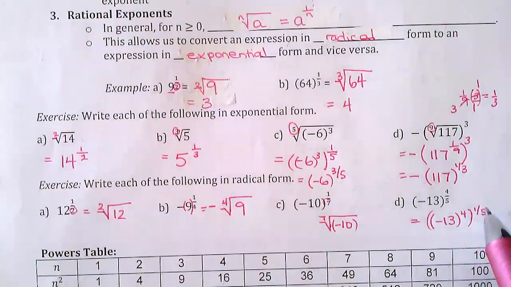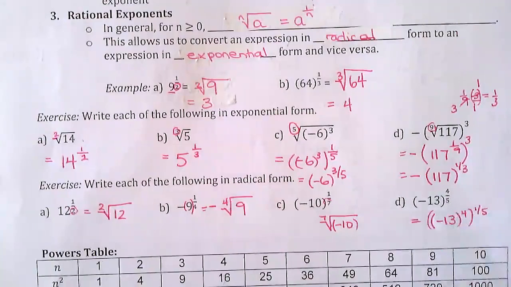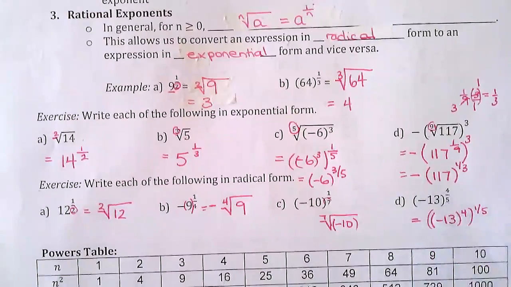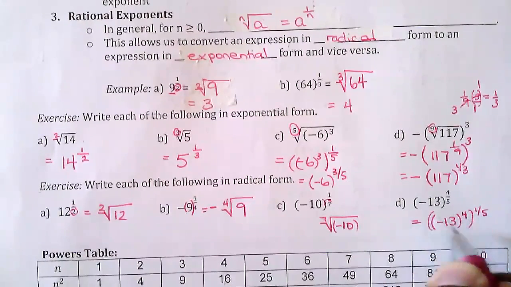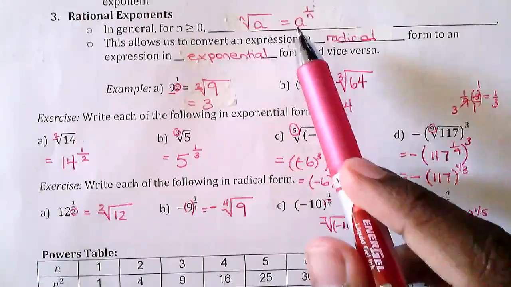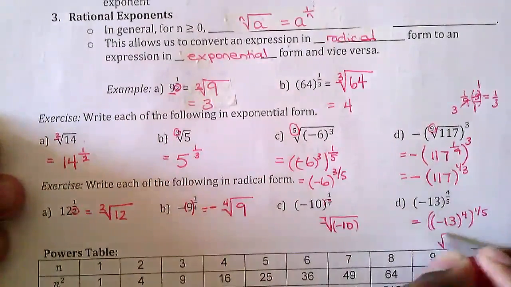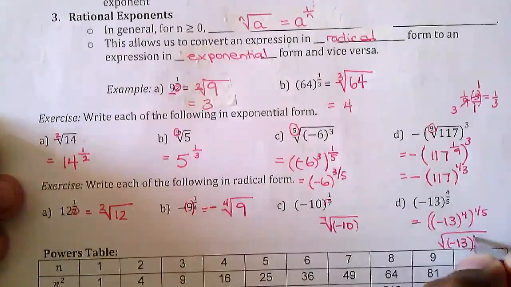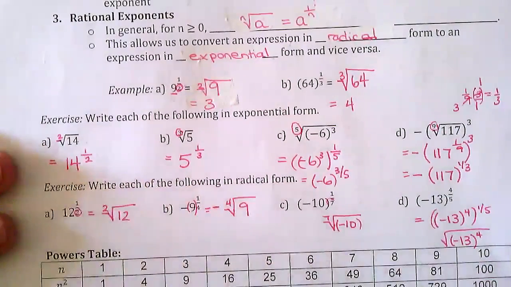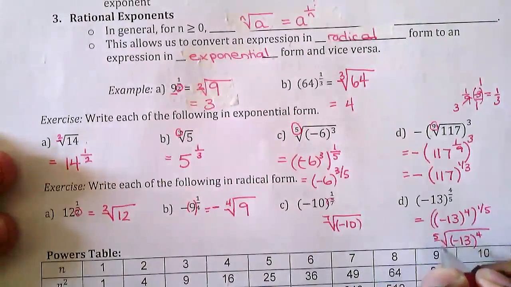Because I have a power being raised to an exponent. If I multiply these exponents, 4 times 1/5 gives me 4/5. So this is equivalent to this. And now I can rewrite this as a radical. Because my new base is fine, and my exponent is now written as 1/n, in this case 1/5. So I'll put my base underneath the radical sign. And I know my n value here is 5, and that will be my index over here.